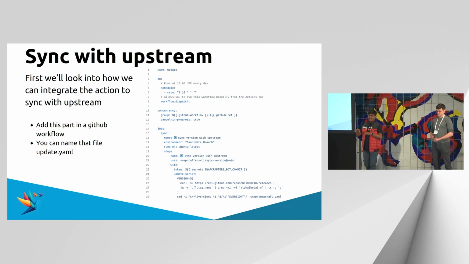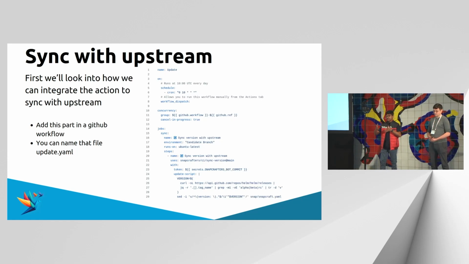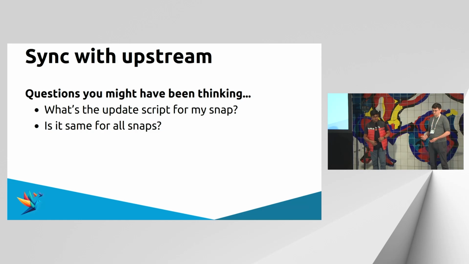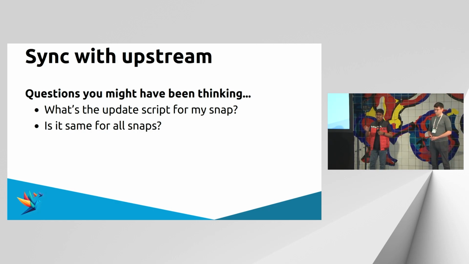So for that, we have this CI named sync with upstream. We'll create a file first named action.yaml or update.yaml, whatever you want. Just go ahead and grab the example of Discord and paste that part in your snap. Now maybe you have seen the example Discord snap, and you might have copied it, and you are seeing something like update script.